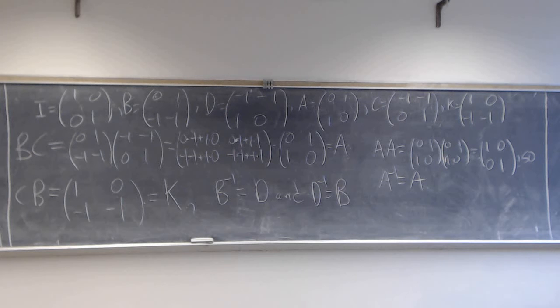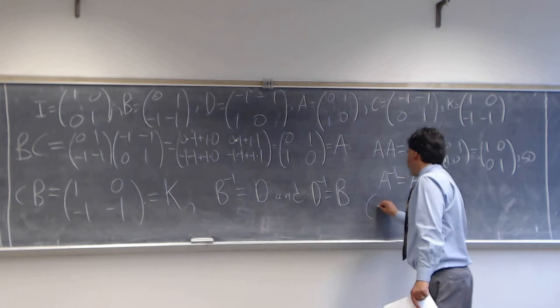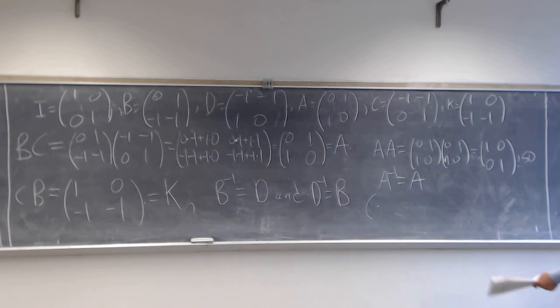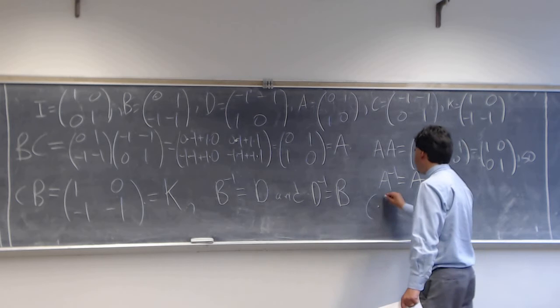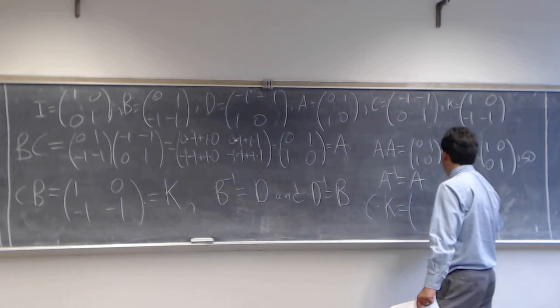What about B? B we've gotten. D, what about D inverse? That's covered. How about C? Well, there's not much left, right? Inverses are unique. Either C and K are inverses, or maybe C is its own inverse. Let's see. Why don't we do C times K?